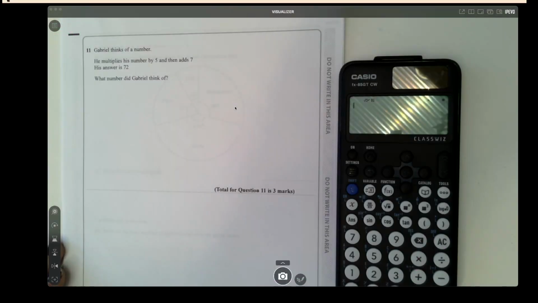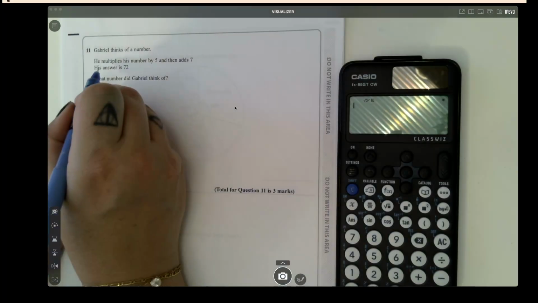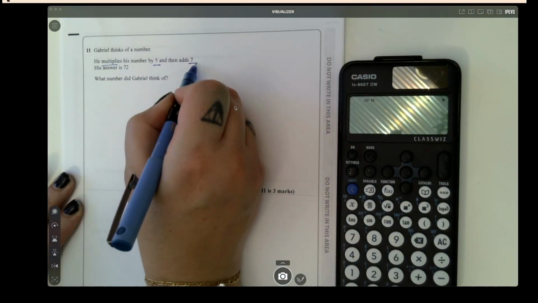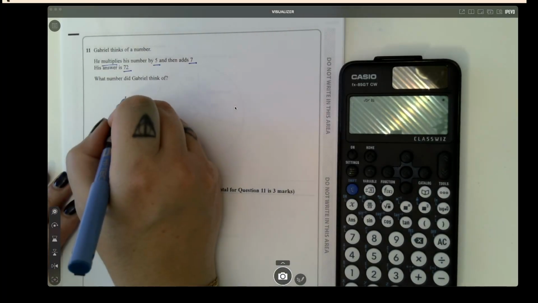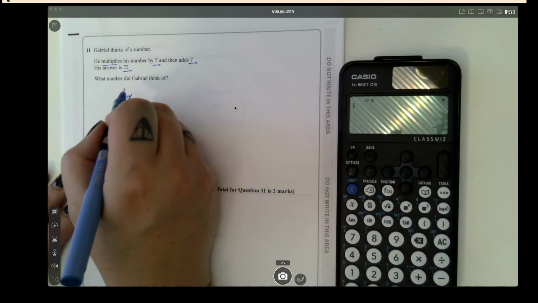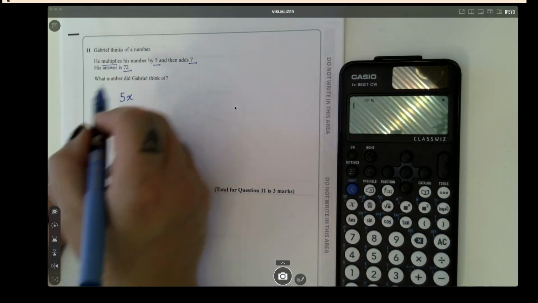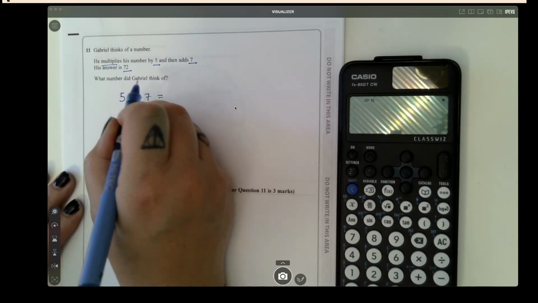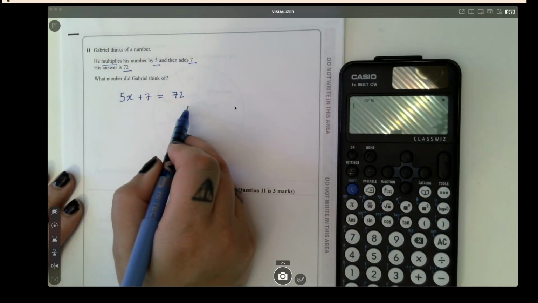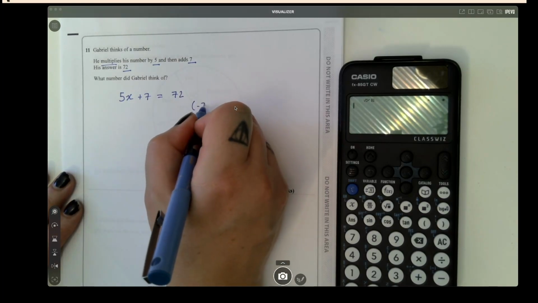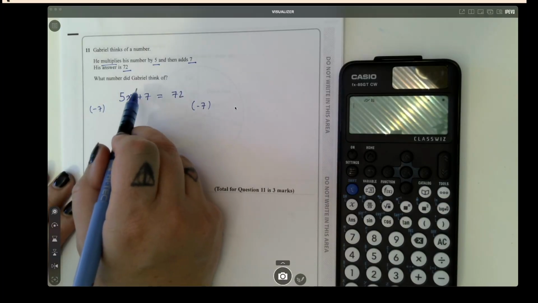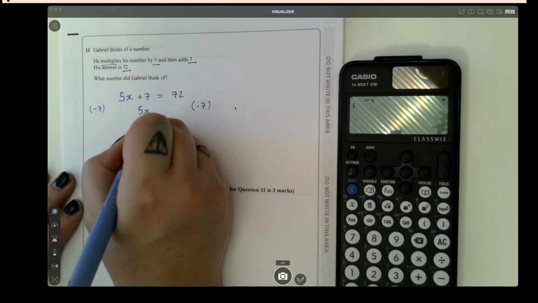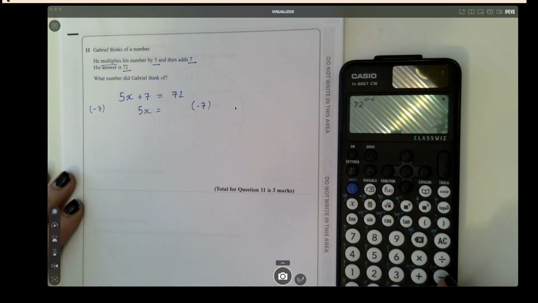Question 11. Gabriel thinks of a number. He multiplies his number by 5 and then adds 7. His answer is 72. What number did Gabriel think of? So let's call Gabriel's number x. First thing he did was multiply by 5 and then he added 7, which gave him an answer of 72. So I've formed an equation here that I'm going to solve. So I'm going to subtract 7 from both sides because subtract 7 is the inverse of adding 7. So 5x equals 72, subtract 7.